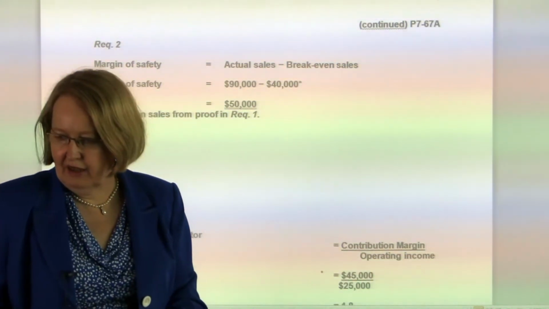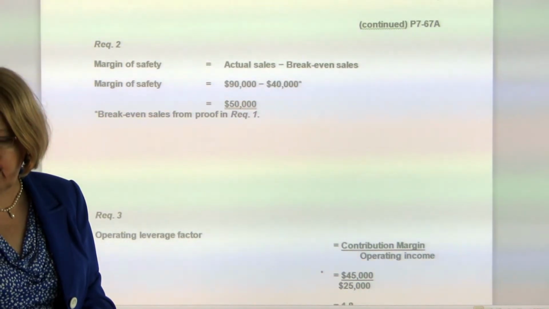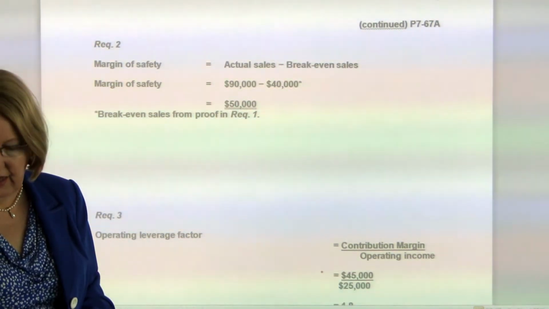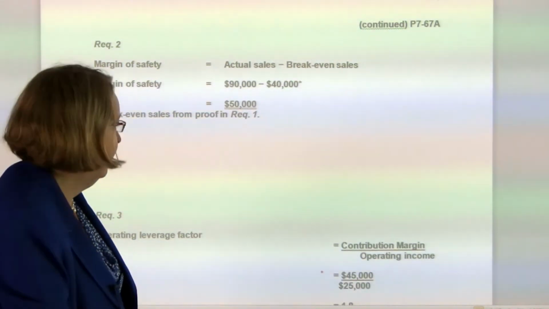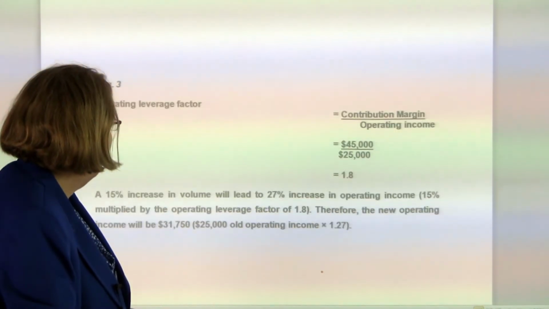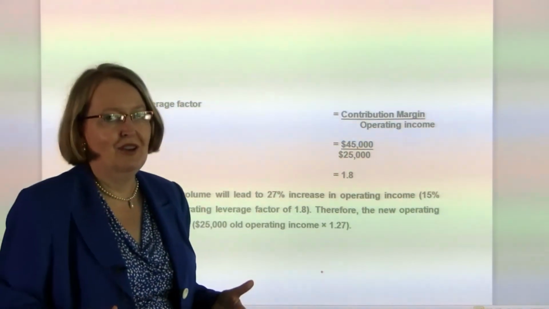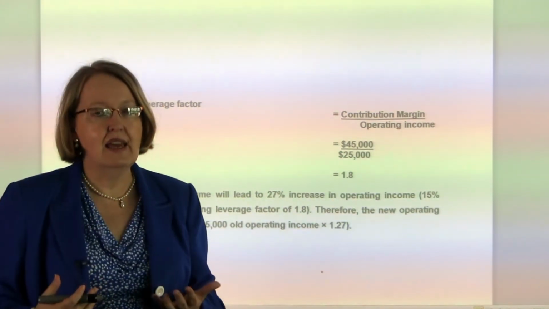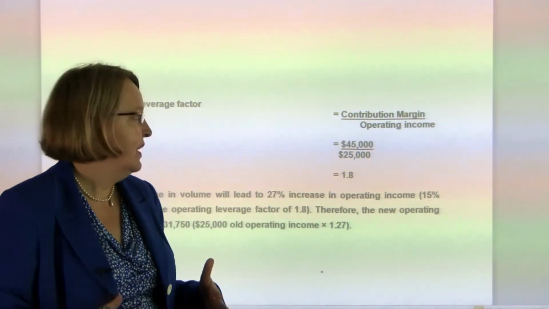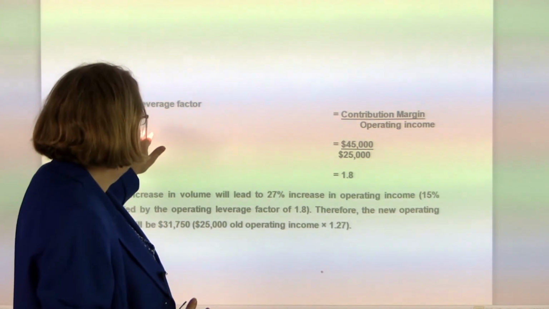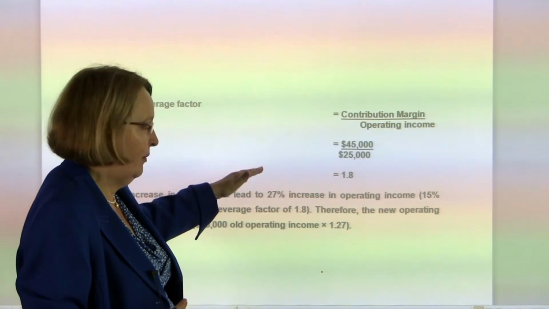So the next item we're asked to look at under requirement 3 is the operating leverage factor, to see what impact an increase in sales volume is going to have. When we're looking at operating leverage, the formula is something you're going to have to memorize, and in the exams formulas are not given, so you are expected to know these formulas. The operating leverage is your contribution margin divided by your operating income.